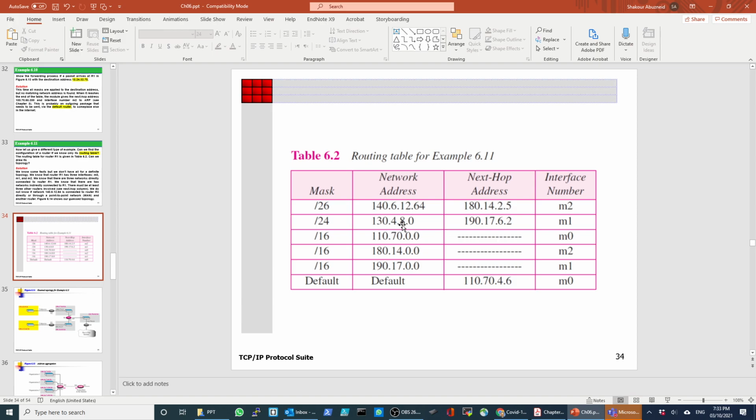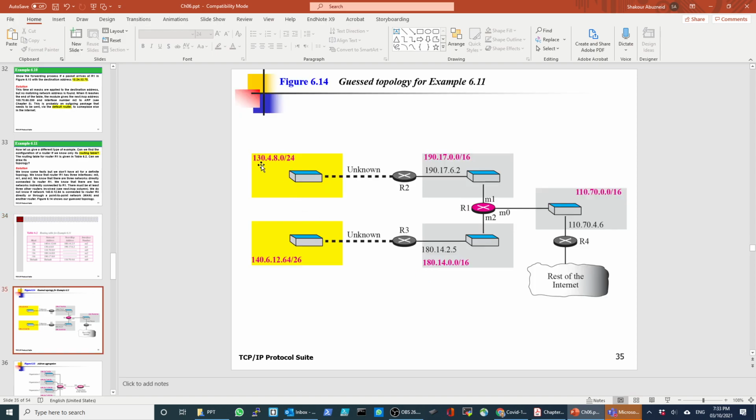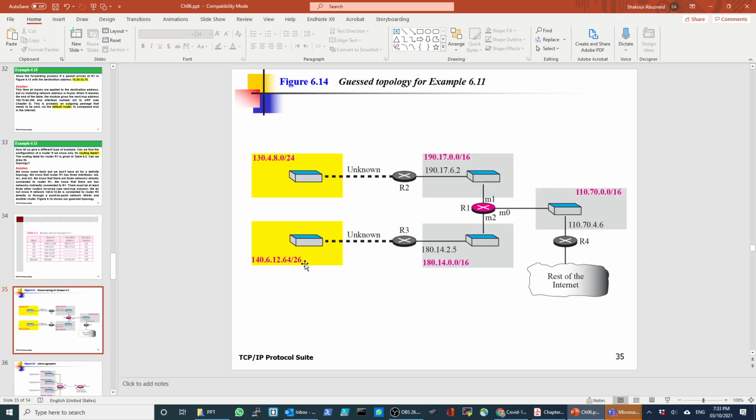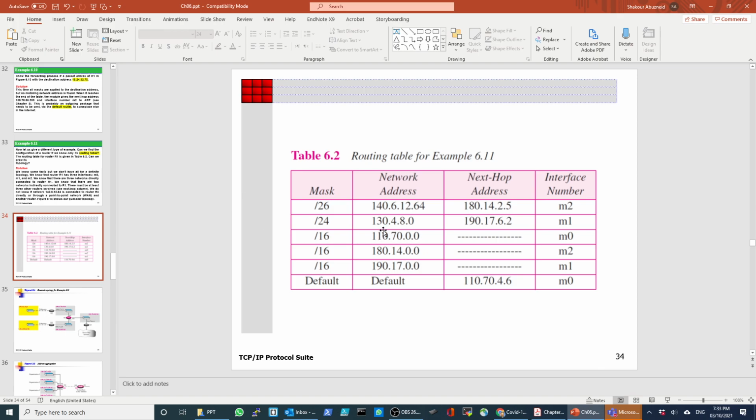In the network, it's 134.80, right? And in here, it tells you 140.6.12.64 for the third router. You could put this here or here, doesn't make a difference. You could call this R2 or 3 or this R2 or 3. Okay, from the table, you are able to draw the network.